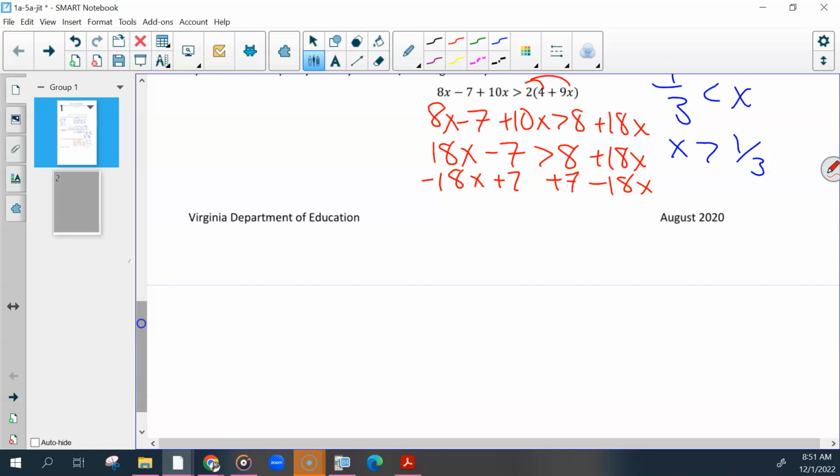Let's say I move my 18x, I move my 7, so everything canceled here, I have 0, and on this side I have 15. In this case, instead of no solution, infinitely many, we're just looking at, is this a true statement or not? So is 0 greater than 15? No. So we would just say this is false. Not that it doesn't have a solution, not that it's infinitely many, but it's just false. This statement is false. Okay. Questions on that one?